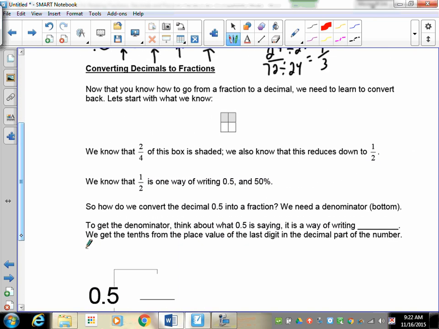Okay, converting decimals to fractions. So we know that if you take a look at this box here, I know that 2 out of 4 is shaded, and that's 1/2. And I know that 1/2 is another way of writing 0.5 or 50%. So you can use these little facts to help you make sure you get the right answer and develop the process. If you can figure out how to get from 0.5 to 1/2, just apply the same steps to the decimal that you're given.